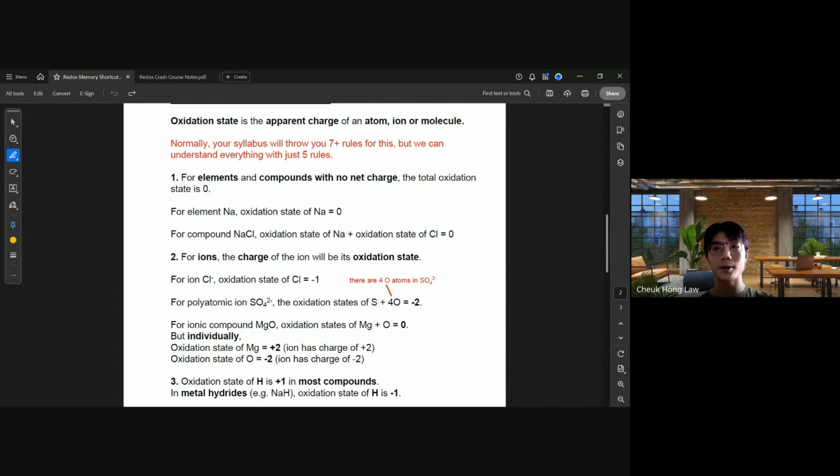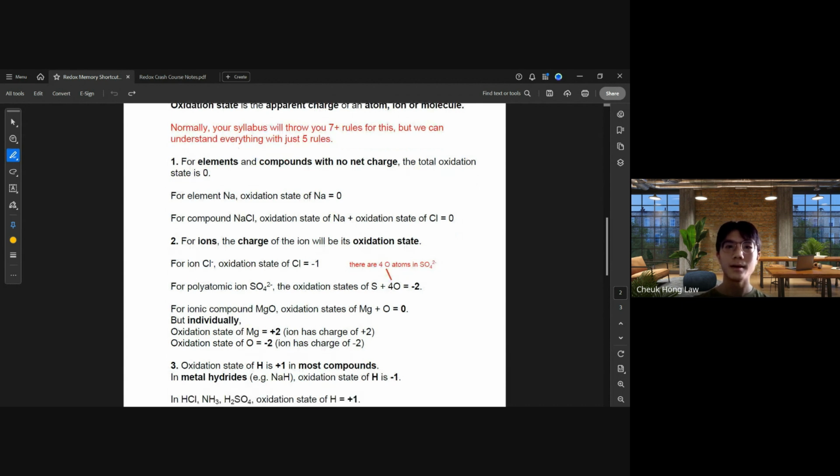For elements and compounds with no net charge, that means it is neutral, there are no extra charges, no positive or negative charge, the total oxidation state is 0. Let me explain. For example, you have an element, sodium. If the element is just by itself, the oxidation state of sodium will be 0. Any element in the periodic table, if it's just by itself, has an oxidation state of 0.